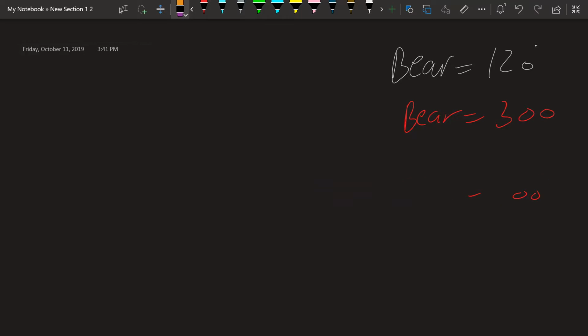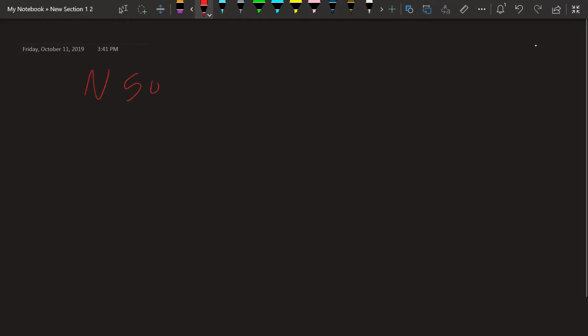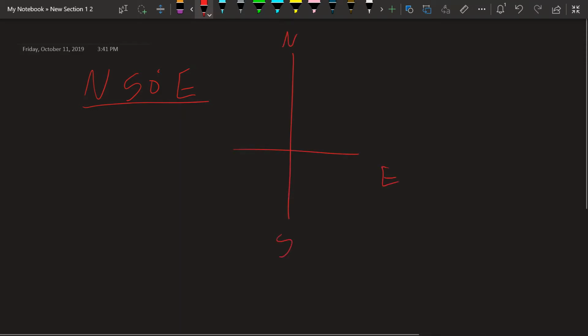So now let's do part A. They're telling you have N 50 east. This is a mariner's compass, so let's draw it. You have north, east, south, west. North 50 east literally means you go from the north to the east side, 50 degrees. They want you to express that in bearing. Well, to be honest, it's the same thing. North 50 east is just a bearing of 50.